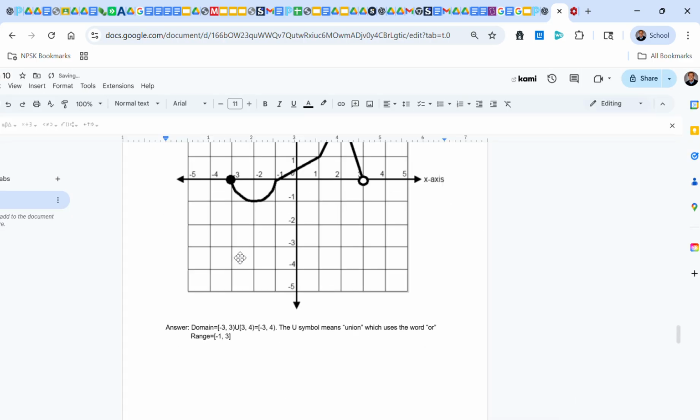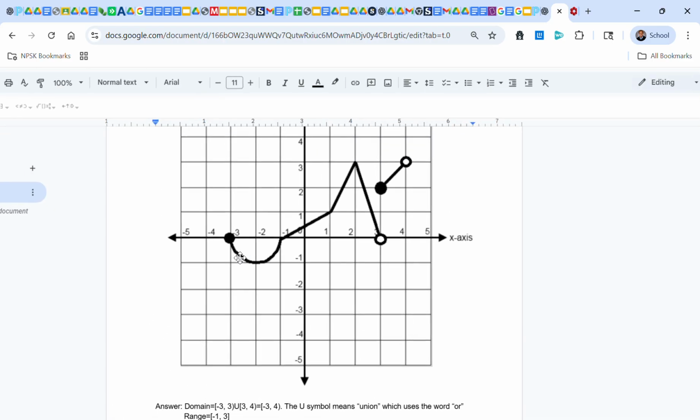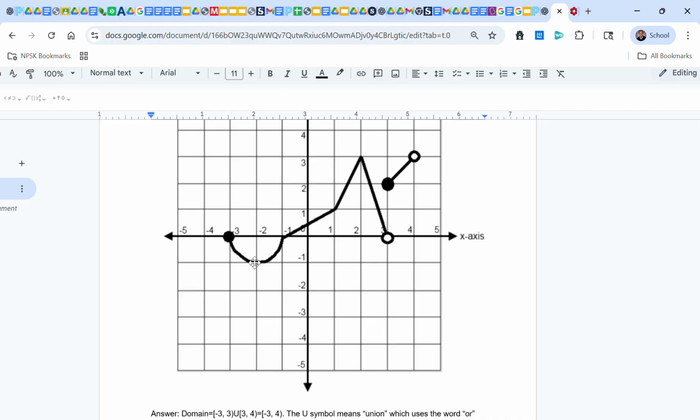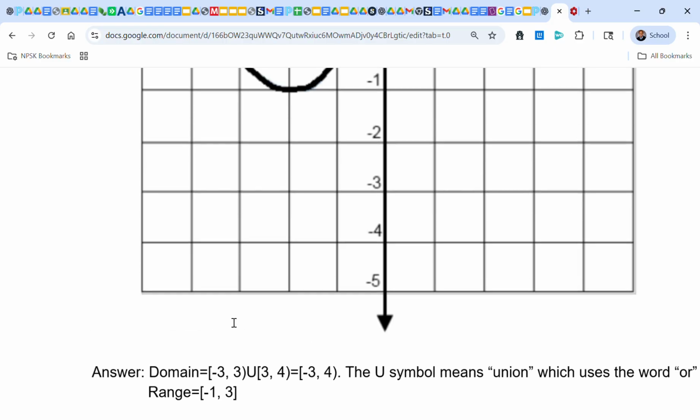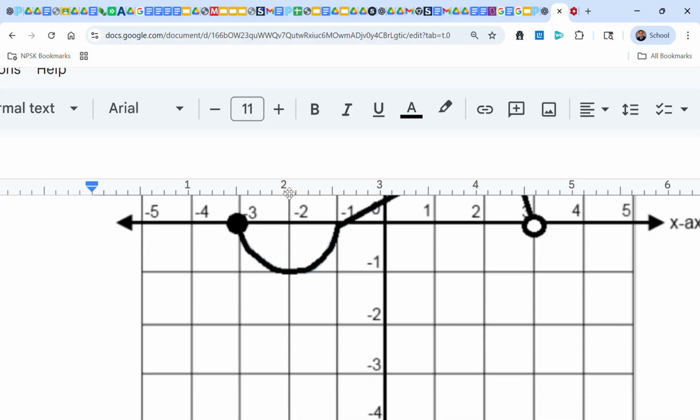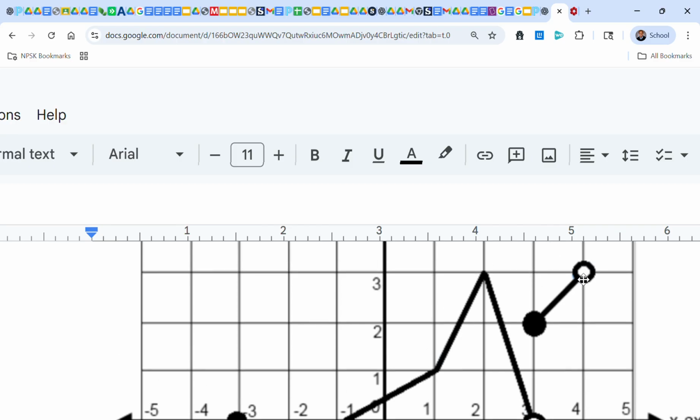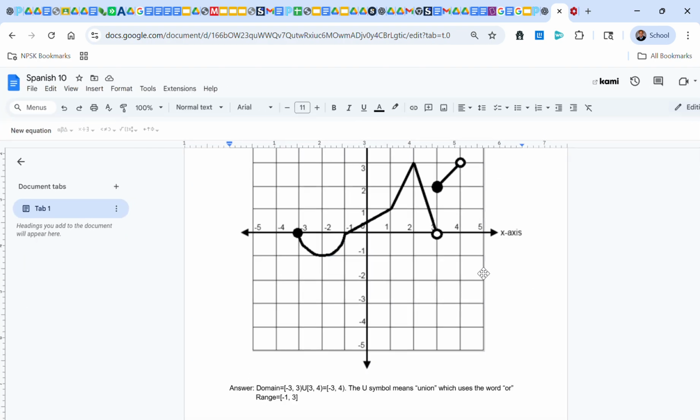The range, let's think about what the range is. Well, the range includes negative 1. The range is what y can be, so it's from negative 1 and then goes all the way up to 3. So all of the y coordinates are from negative 1 to 3. Notice how they're both closed because it actually hits those values. Even though it's open here, it hits it over here. So we keep it closed because we want to include that point right there.